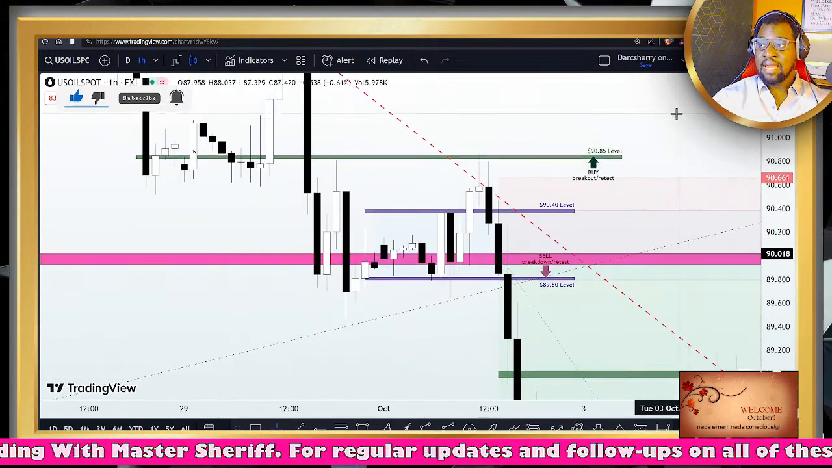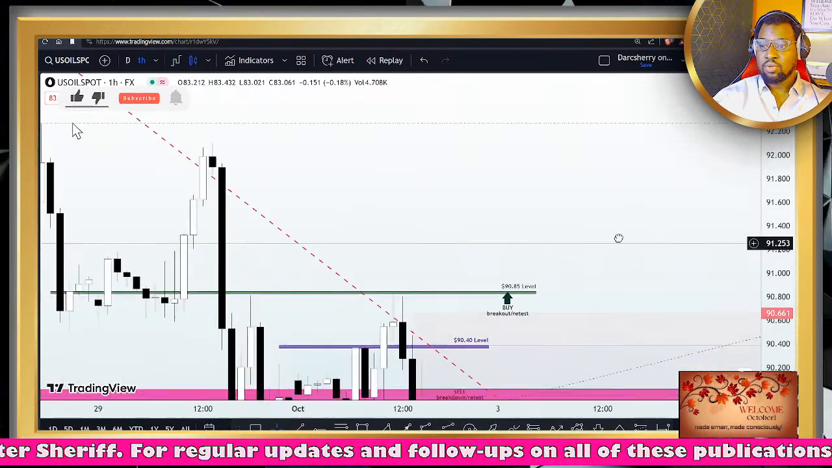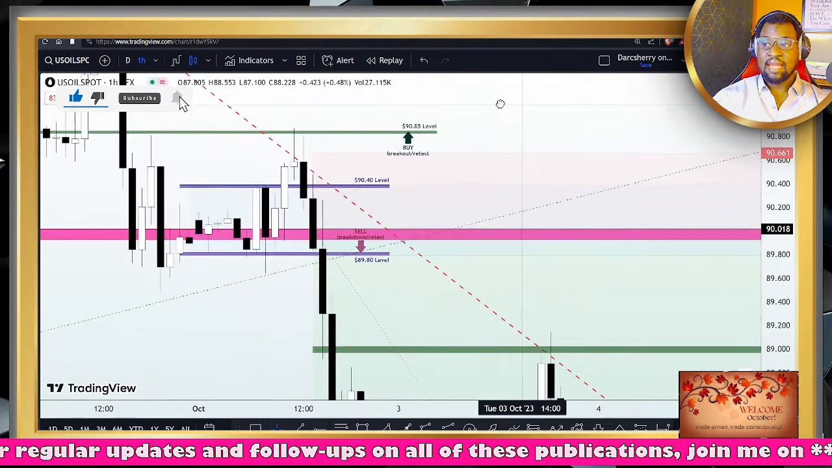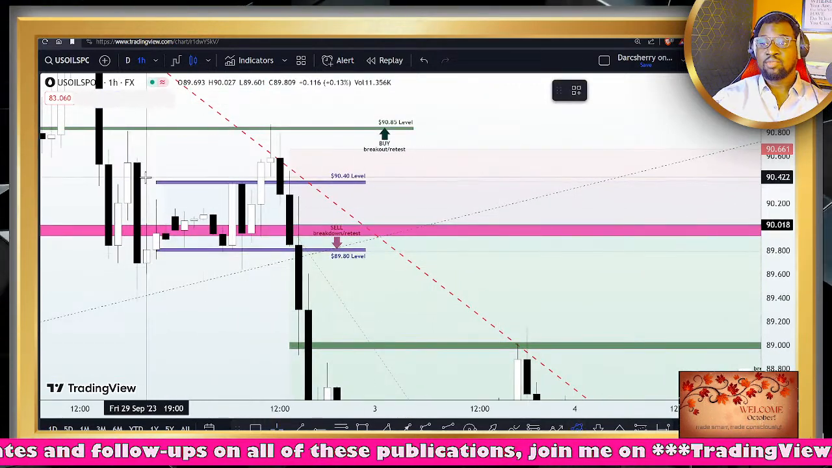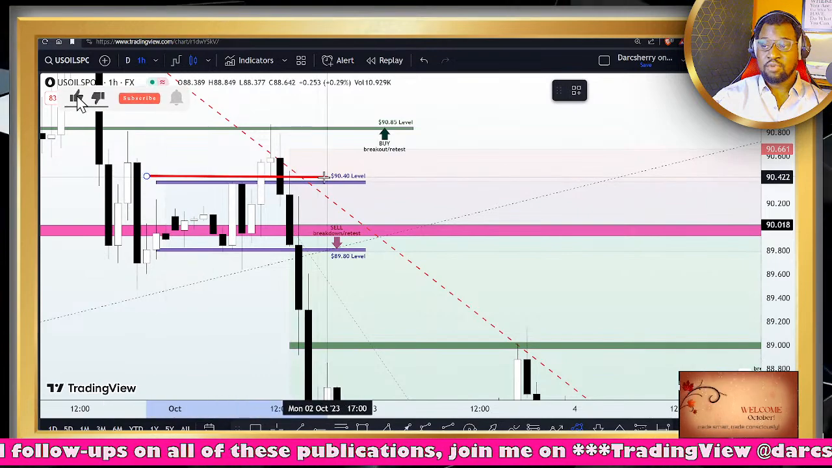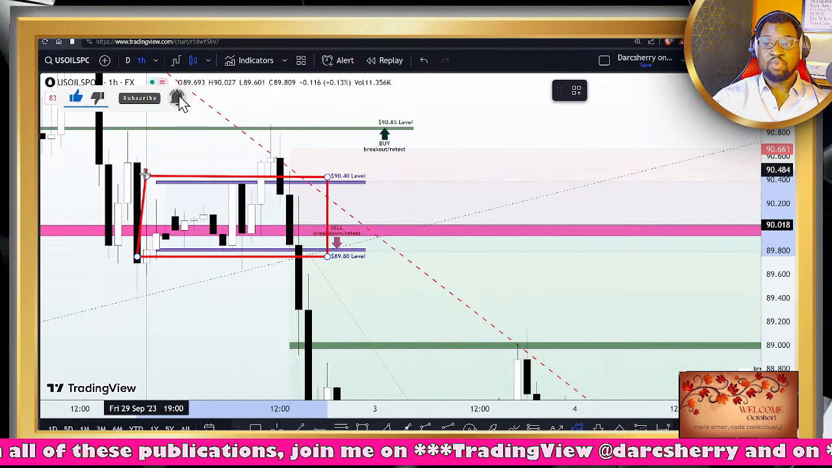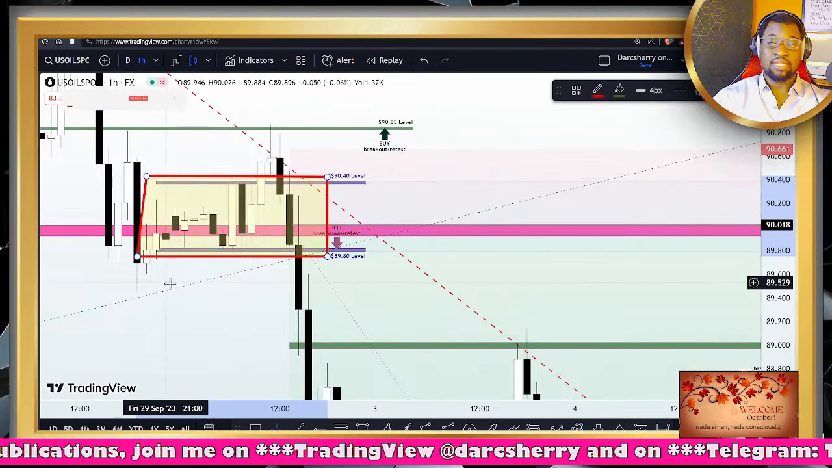So at the beginning of the week, it was observed that price was initially confined within a range between the $90.40 level and the $89.80 area, which further emphasized the level of indecision in this market.